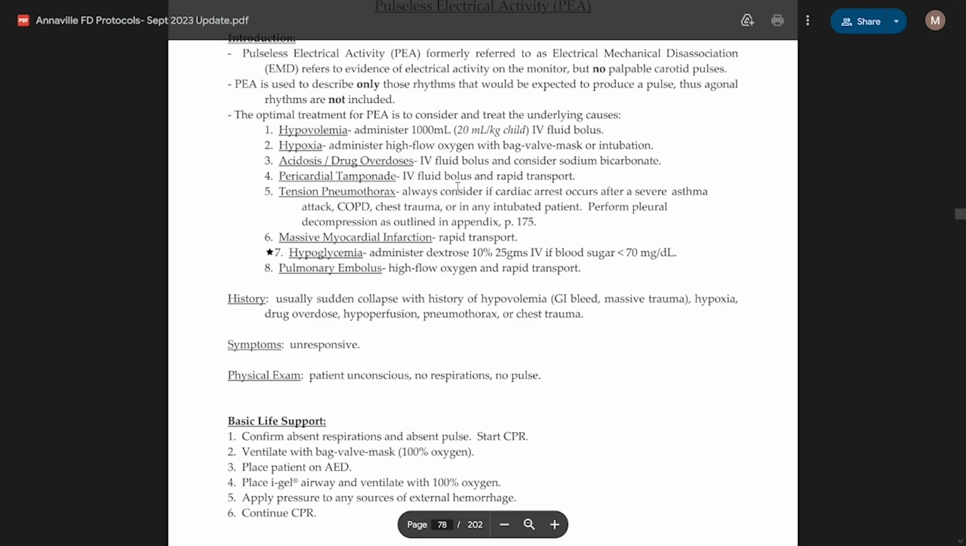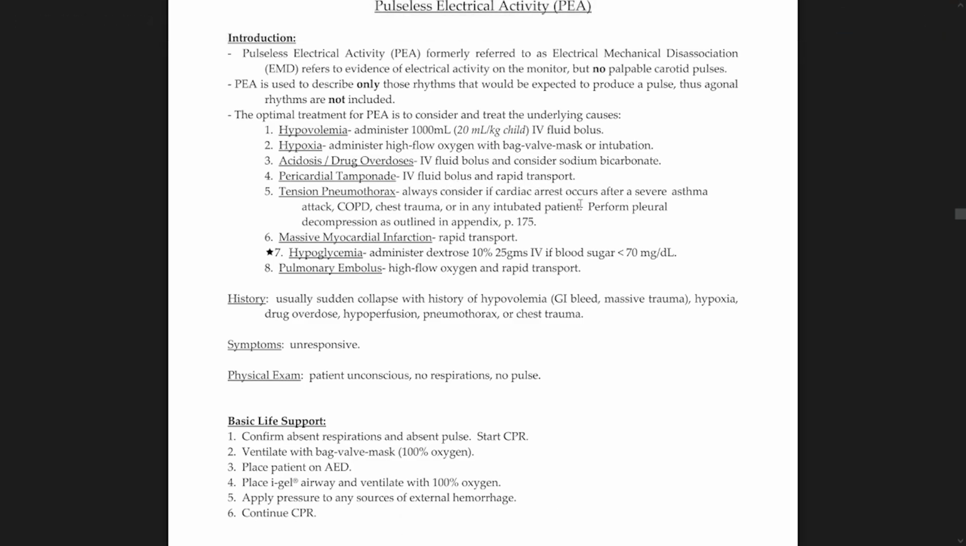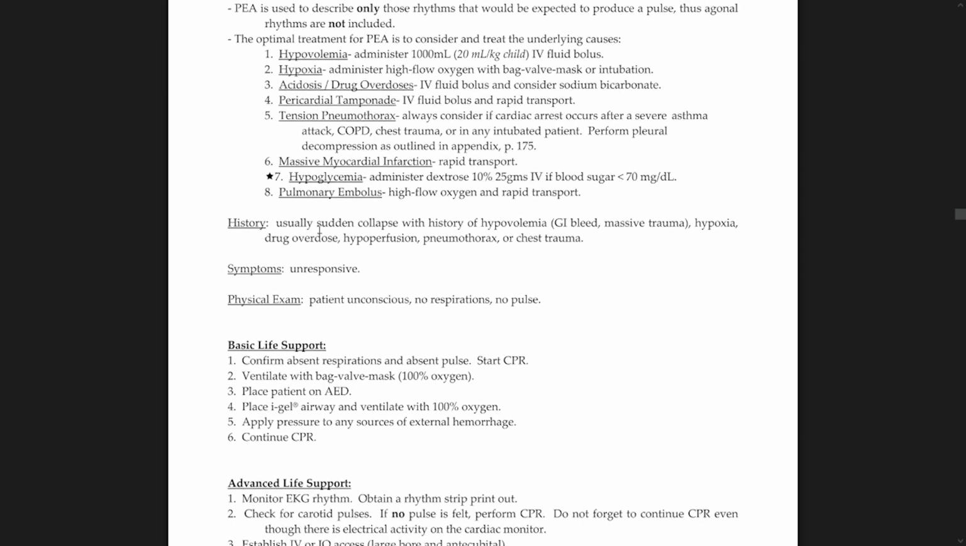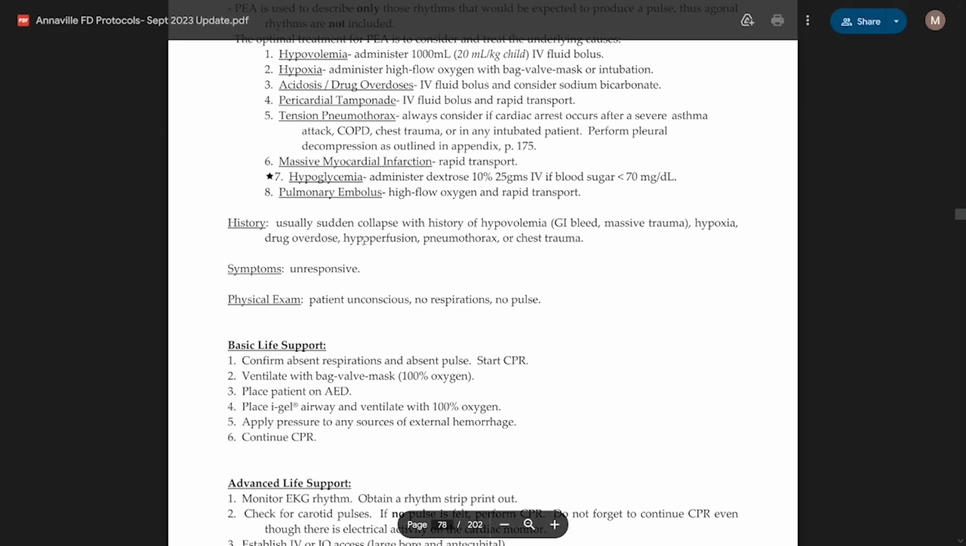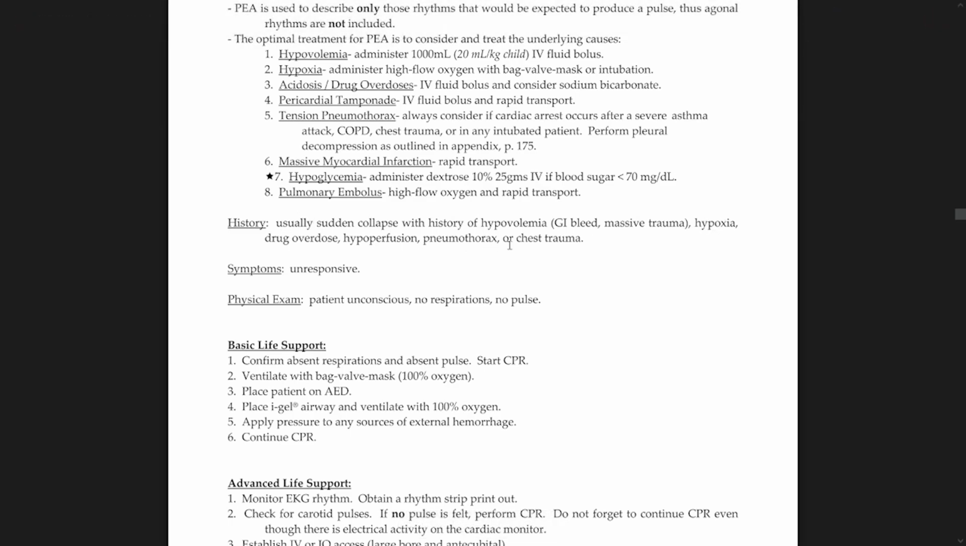Tension pneumothorax: always consider if the cardiac arrest occurs after a severe asthma, COPD, chest trauma, or in any intubated patient. Perform a pleural decompression as outlined on page 175. A massive myocardial infarction: rapid transport. Hypoglycemia: administer D10 at 25 grams IV if the blood sugar is less than 70. For a pulmonary embolus, consider high flow O2 and rapid transport. For their history, you usually want to see a sudden collapse with a history of hypovolemia, a GI bleed, massive trauma, hypoxia, a drug overdose, hypoperfusion, pneumothorax, or chest trauma.